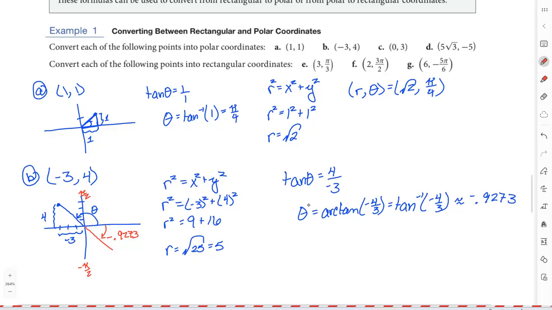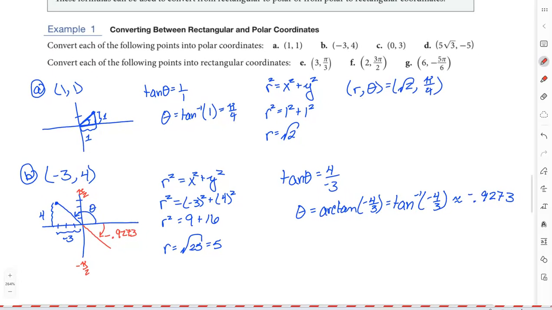We want the one that's in quadrant 2, so we're going to have to add pi to that to get that final answer. And if I add pi, I get about 2.2143 for theta. So my r theta values are 5 and about 2 point, I'll round up to 2 decimal places, 2.21.